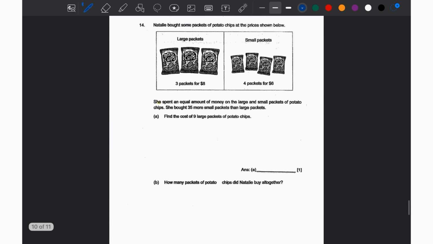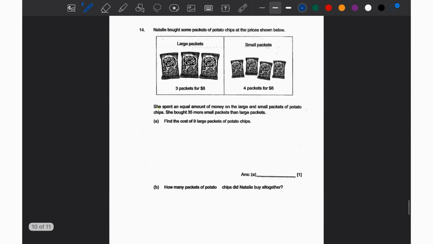Okay, lastly, let's move on to question 14. Natalie bought some packets of potato chips at the prices shown below. So 3 large packets for $8, 4 small packets for $6. She spent an equal amount of money on the large and small packets of potato chips, and she bought 35 more small packets than large packets.